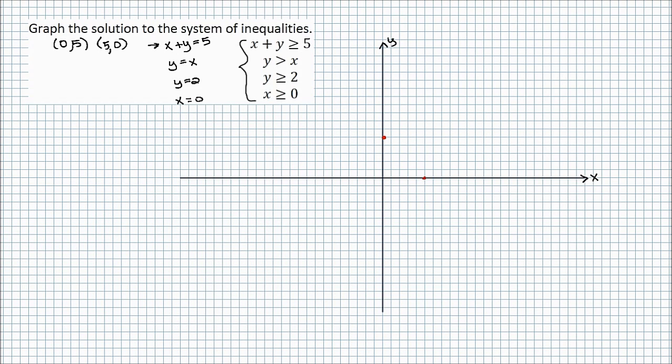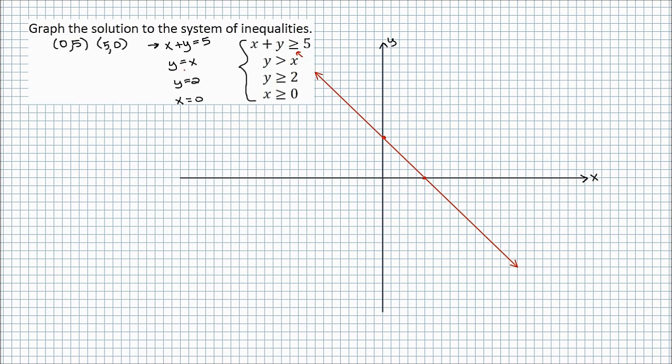Now, the next job is really to connect those 2 points, and we're going to connect those points with a line that is solid, because there's an equality here. This equality tells me that that's a solid line that's going to connect those 2 points. Go ahead and do that. And maybe I won't label that, I'll just continue forward here.